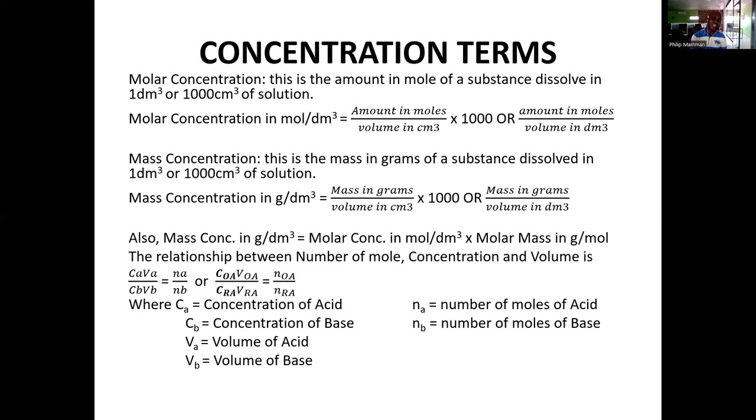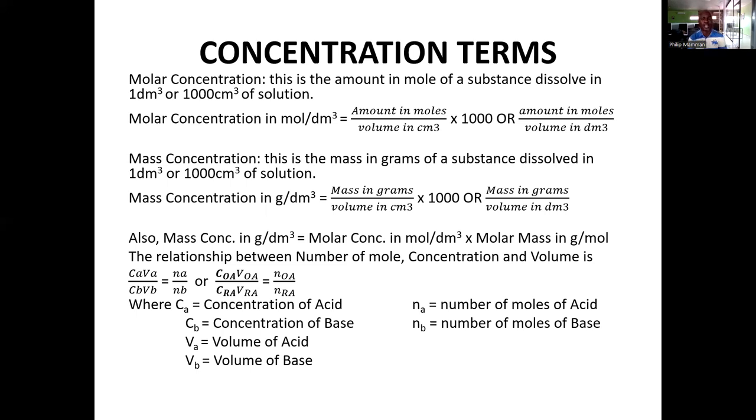So we're going to see it. The formula says CA VA over CB VB is equal to NA over NB, where CA is the concentration of acid in mole per dm cube, CB is the concentration of base in mole per dm cube, VA is the volume of acid in centimeter cube, and VB is the volume of base in centimeter cube. Remember, NA is number of mole of acid, and NB is the number of mole of base.